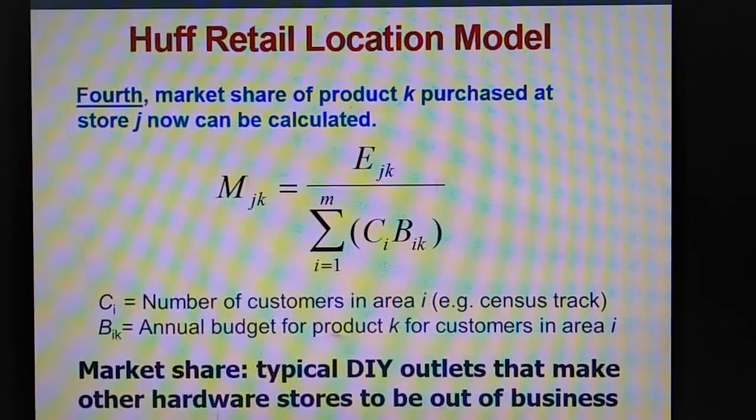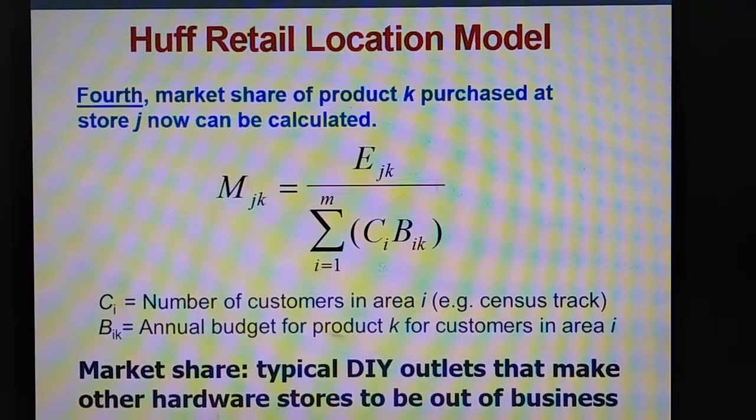The fourth Huff retail location model basically states that how big your market share is depends upon the expenditure willingness of a customer to buy product K at store J divided by the summation of customers in that area and multiplied by the budget. And the summation is from I, which is you yourself, and M to the next store available.